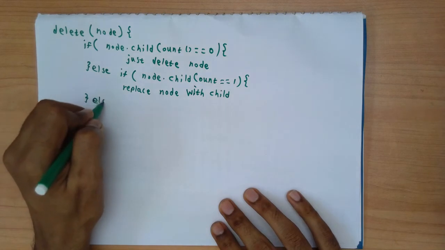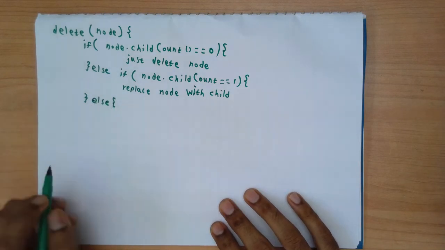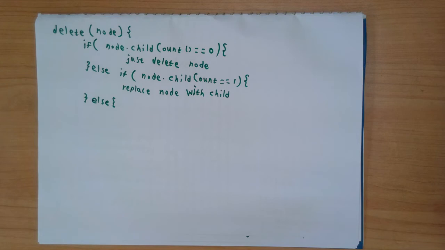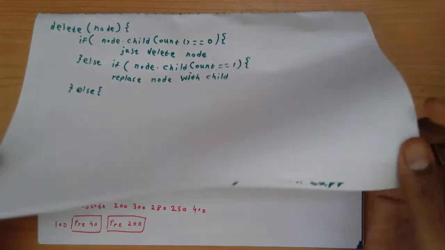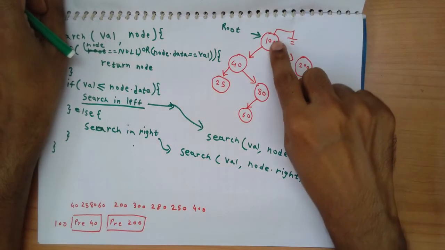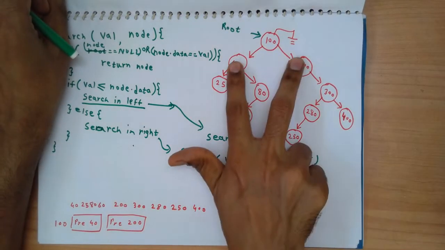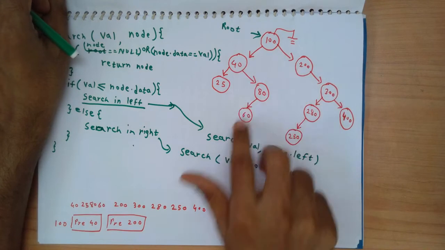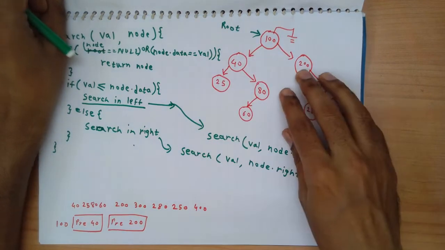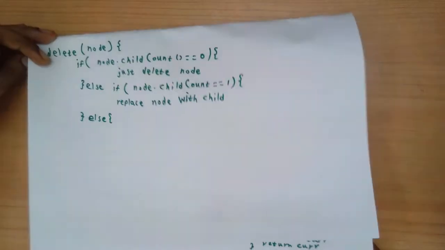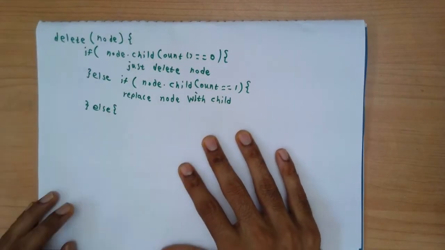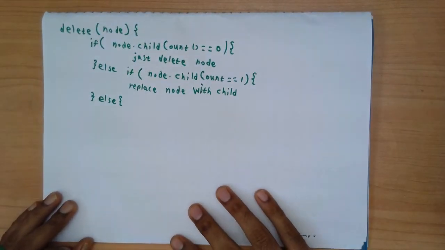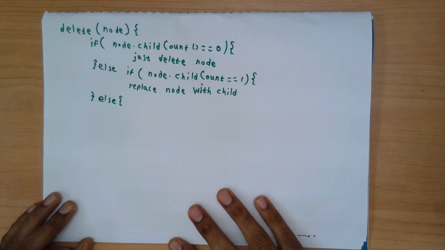So else we know that the node has two children, and if a node has two children, it means that it has a left child as well as a right child. And it's not necessary that they are just nodes, they could be subtrees on their own. For example, if I talk about node 100, its child count is 2, it has two children, but they are not just nodes, they are subtrees. So a node can have two children, and those could be subtrees on their own, binary search trees on their own.